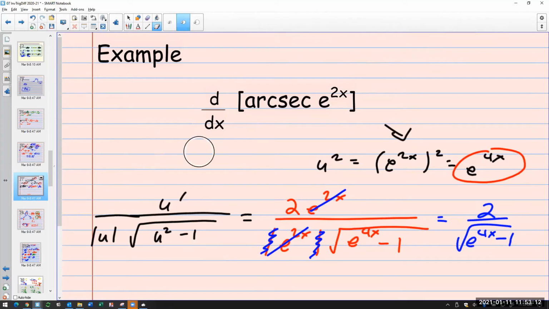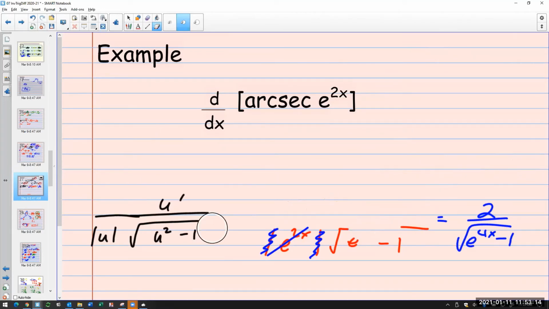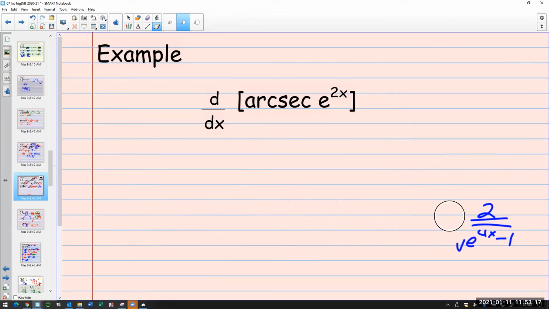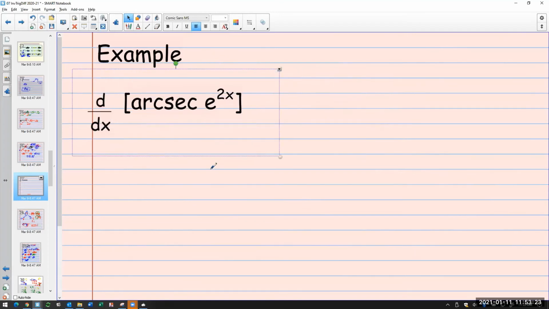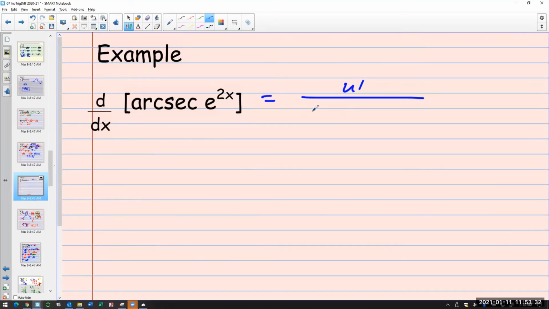Okay, this one's a little bit tricky, but you can see the hard part's not going to be putting it into the formula. The hard part is doing the derivatives that you already know how to do. Okay, so let's just write this formula first. The formula for the derivative of arcsecant is u prime over absolute value of u, because this is your second u, the square root of, whenever you have the secant, the u's sit next to each other. So it's u squared minus 1 instead of 1 minus u squared.